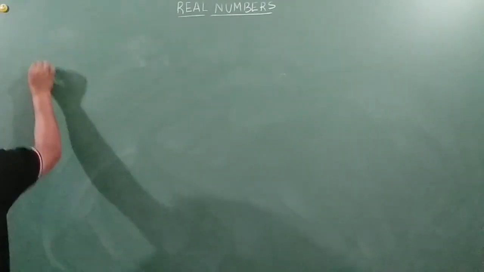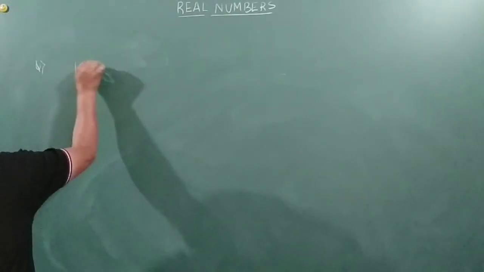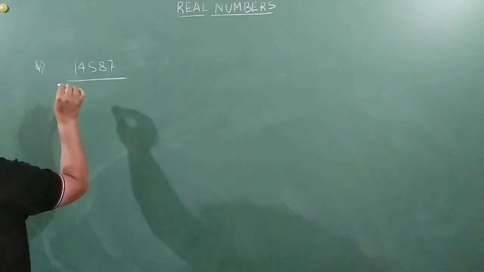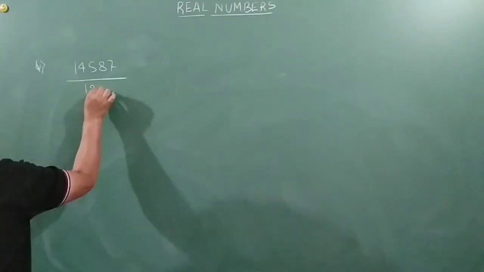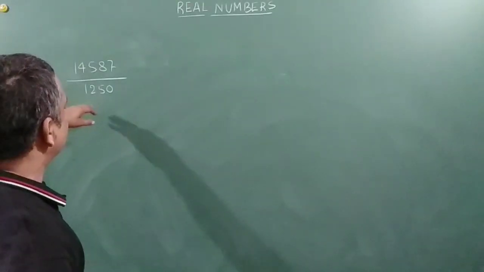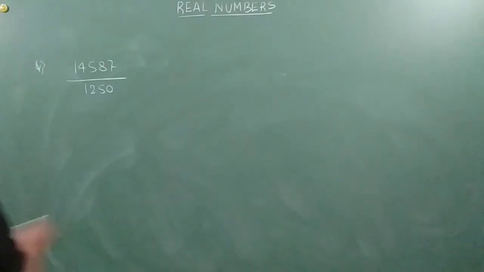The decimal expansion of the number 14587 divided by 1250 will terminate after how many decimal places? Right? So the question is, we need to find out after how many places this expression will terminate.